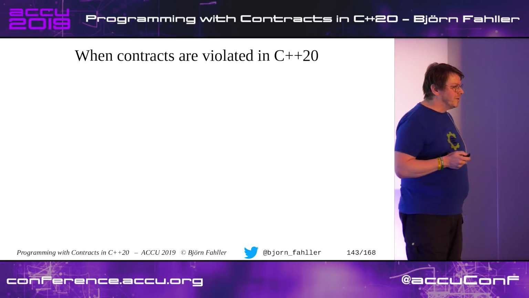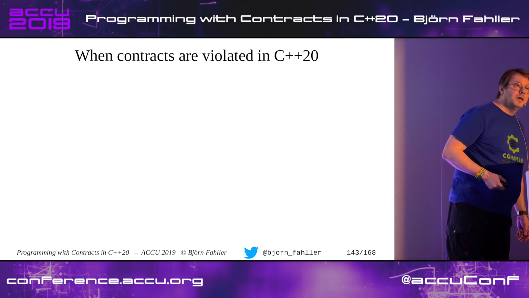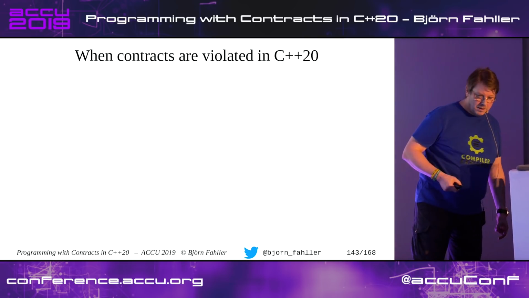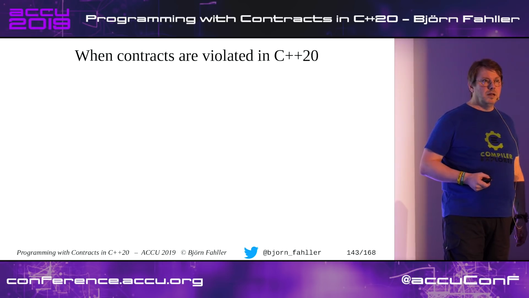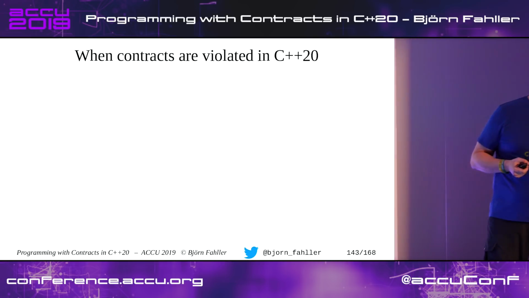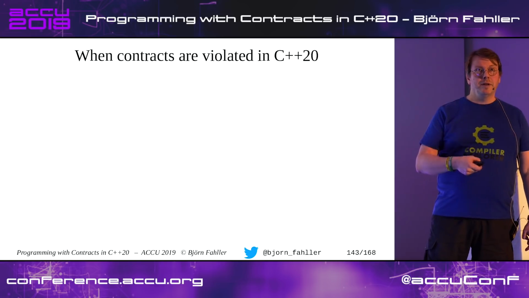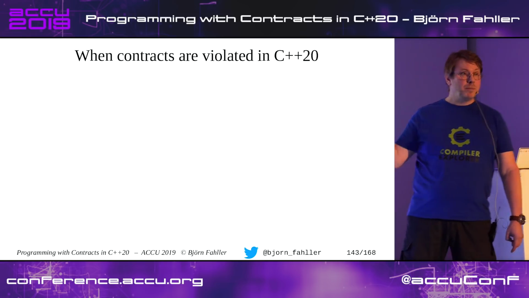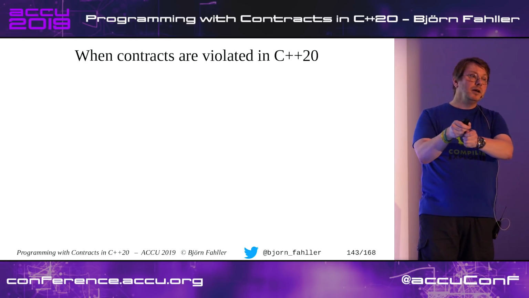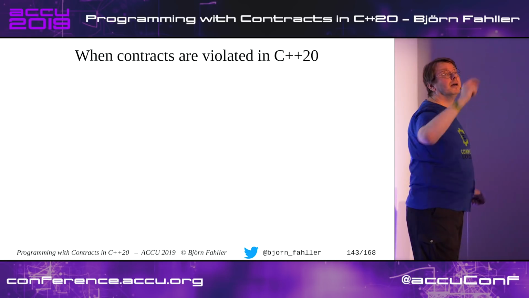So, continuing, what happens when contracts are violated? We saw calls to terminate. Repeat again, please. Sorry, how can you ensure conditions on return values? How do I ensure conditions on return values? By using a postcondition where you give a name to return and refer to that name in the contract expression. So that is perfectly okay. It's not a problem.